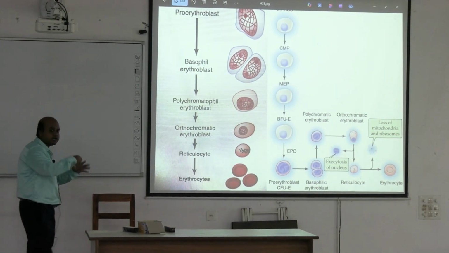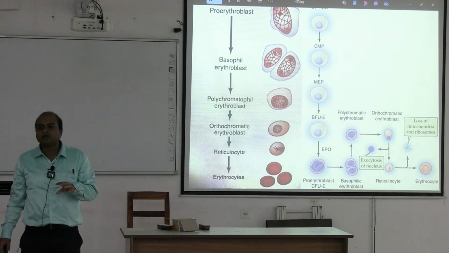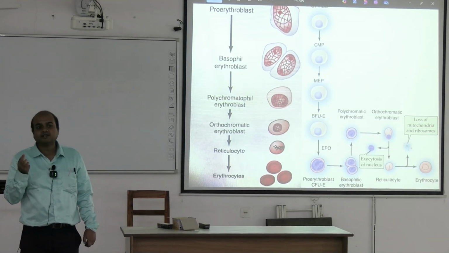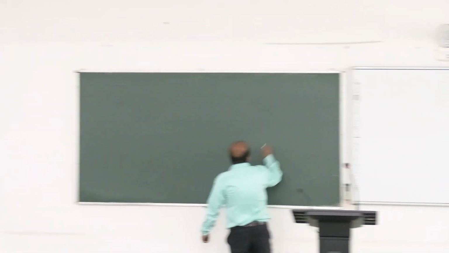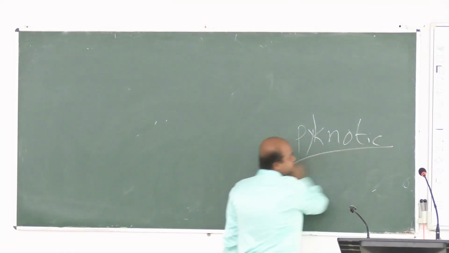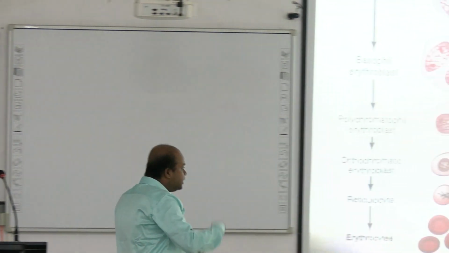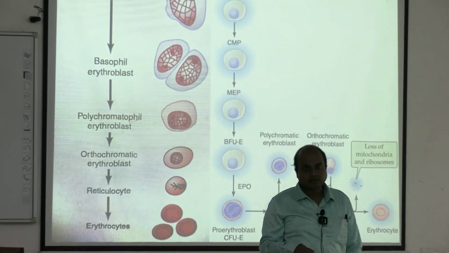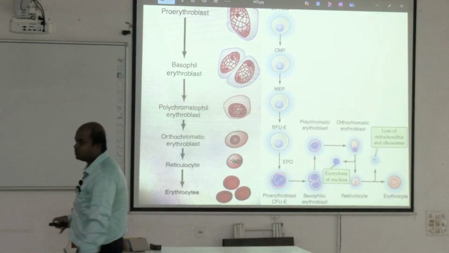There the cytoplasm goes on increasing, and the nucleus size goes on decreasing. At the stage of the orthochromatic erythroblast, the nucleus is described as pycnotic, which means very small, almost obsolete. Then the nucleus gets extruded by the process of exocytosis. Exocytosis is a term which will be mentioned, if not already mentioned, in the general physiology classes.